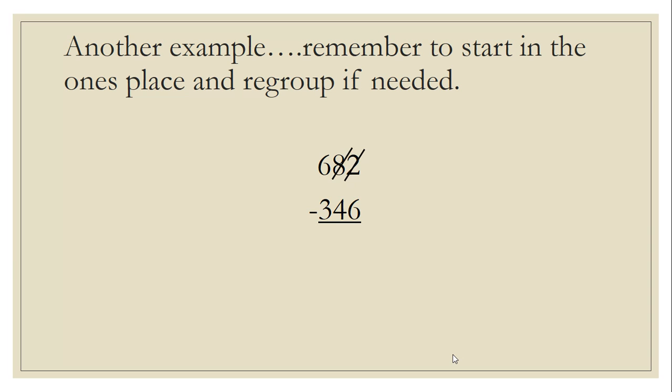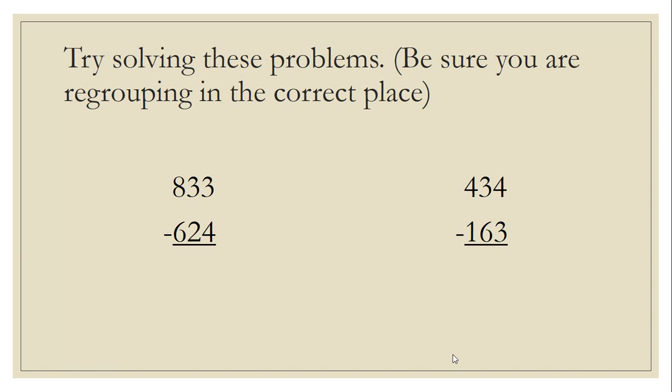He goes to the neighbor, and the neighbor gets smaller and becomes a 7. The 2 gets 10 added to him and becomes a 12. Now you are ready to solve. 12 take away 6 is 6. 7 take away 4 is, that's right, 3. 6 take away 3 is, that's right, 3. Our answer is 336. Try solving these problems.